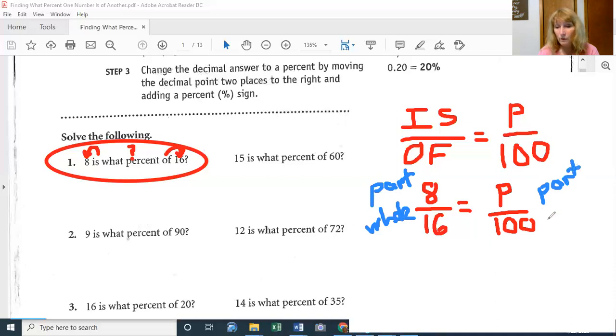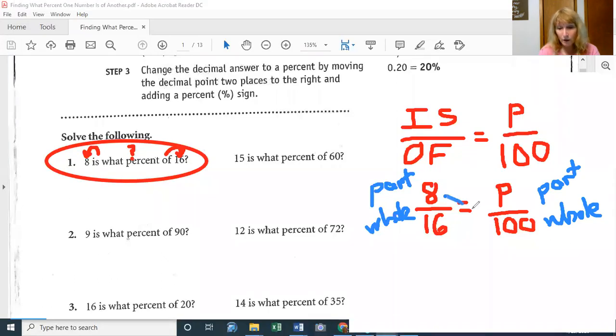So when you do word problems, and you'll get to some of those later in this worksheet packet, you're going to do part over whole versus the is over of, because it will work better for word problems. But when you have problems like this with a one-line sentence that says 8 is what percent of 16, you can use the is over of equals P over 100.